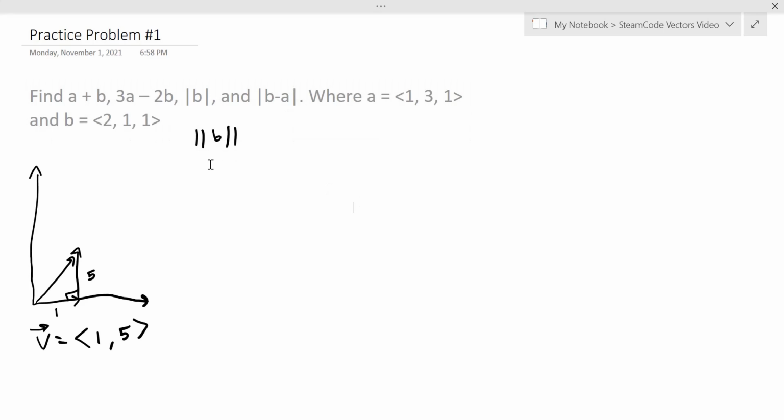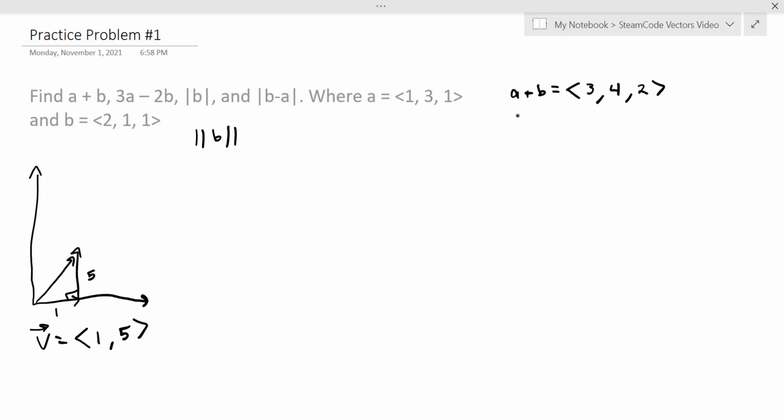And so using this, we can now solve this question. So find a plus b, where a is 1, 3, 1. And as you can see, this is a 3D vector. Vectors can be in whatever dimension you want them to be. And b is 2, 1, 1. So let's add their components. So a plus b would equal, what's 1 plus 2? That's 3. What's 3 plus 1? That's 4. And what's 1 plus 1? That's 2.